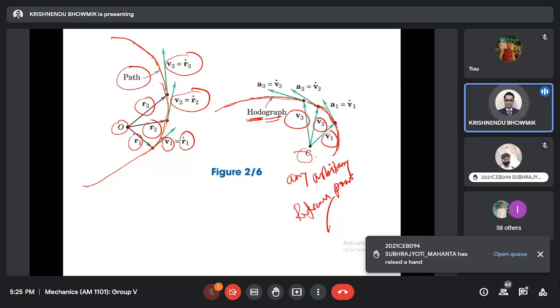And you can assume that if this is the v, then v1 dot will be the acceleration here a1, v2 dot will be the acceleration here a2, v3 dot will be the acceleration here a3. That means, in a similar way, here it was the position vector r, here it is velocity. Doing the derivative of the position vector, you get velocity. Doing the derivative of velocity, you get acceleration.